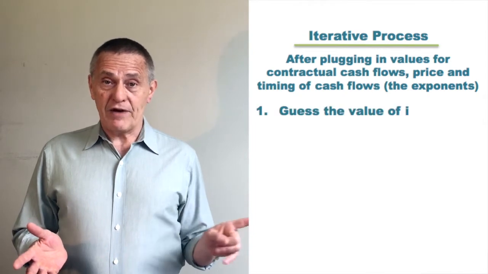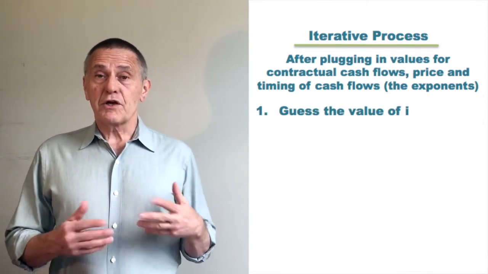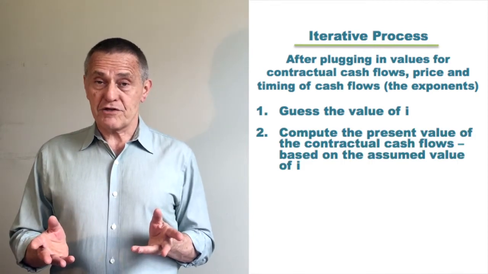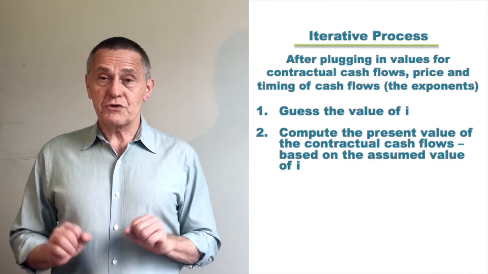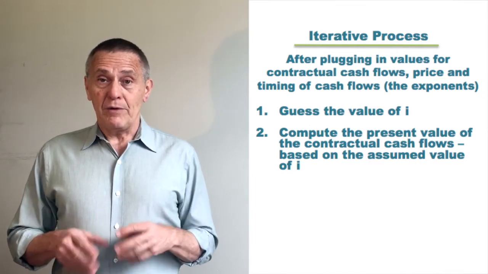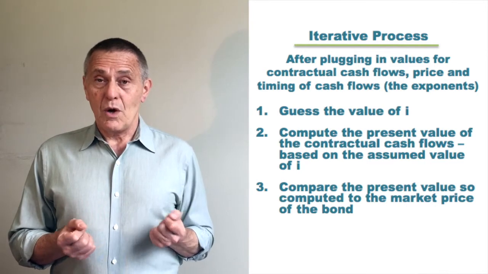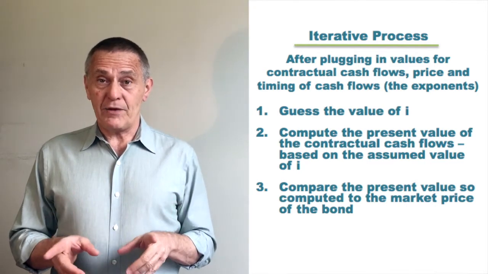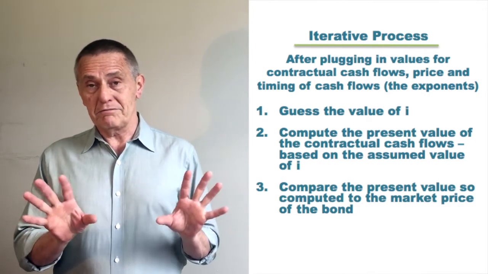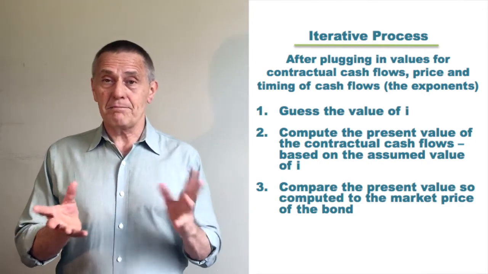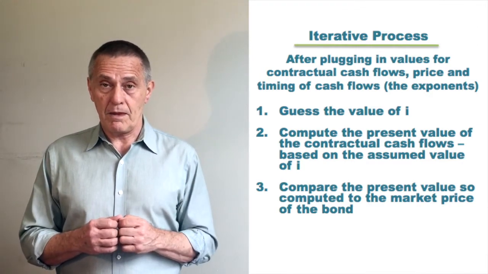Guess the value of I, given the contractual cash flows and the price. Compute the present value of the cash flows, that is the right-hand side of the formula, based on your assumed value of I. And once you have that, compare to the left-hand side, compare to the price. Well, if based on your guess value of I, the two sides of the equation are equal, then you're done, except you have to annualize the I, multiply the periodic rate by the number of compounding periods in a year.